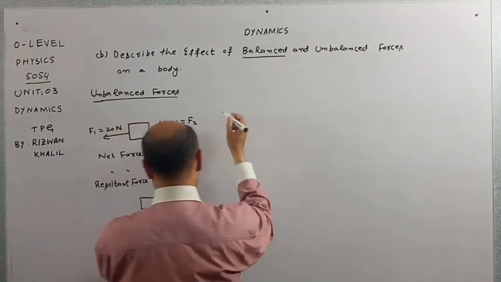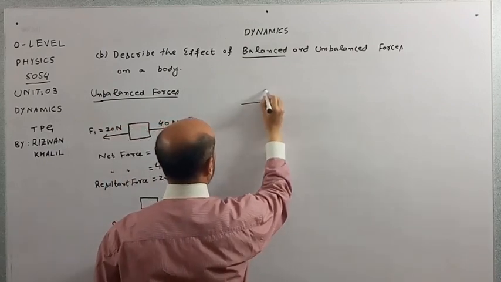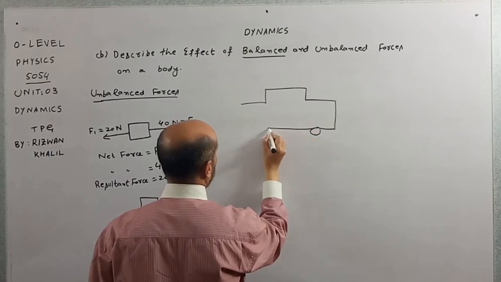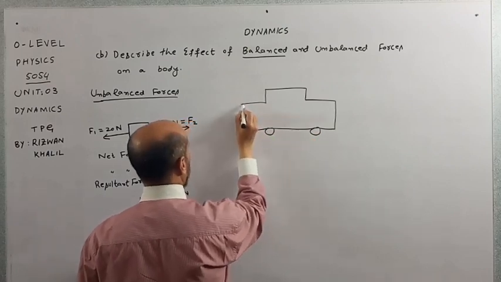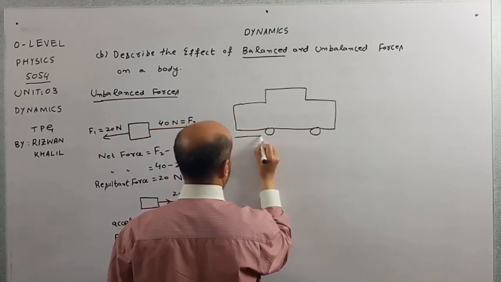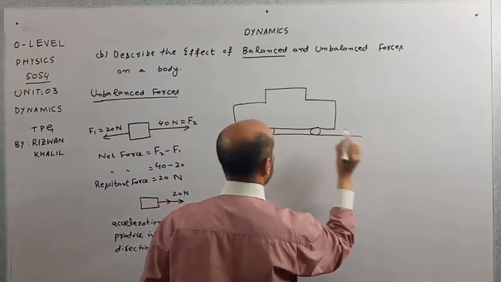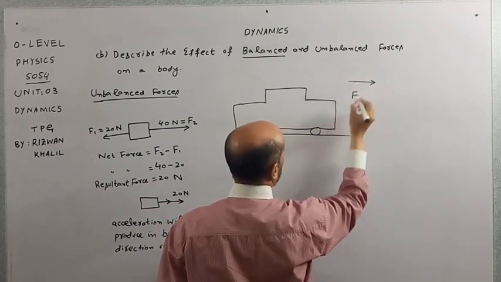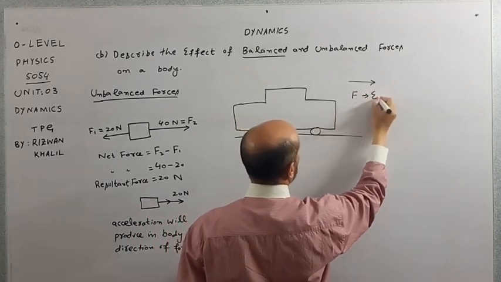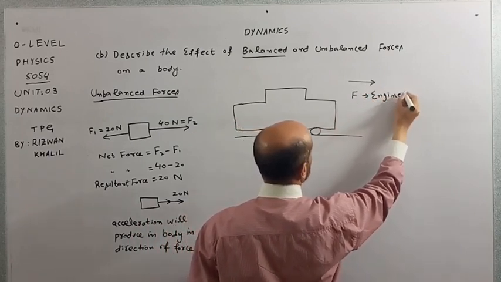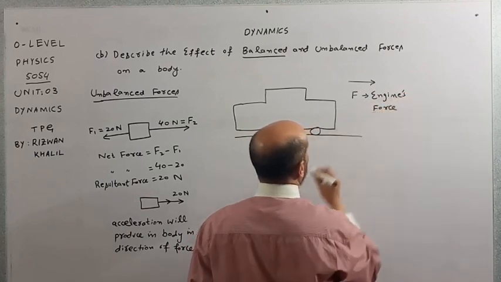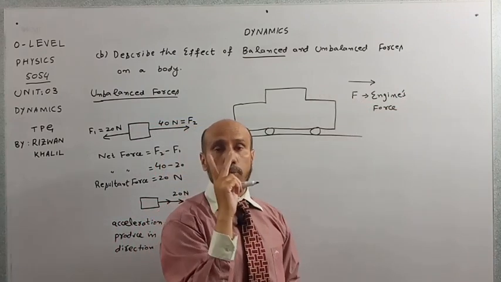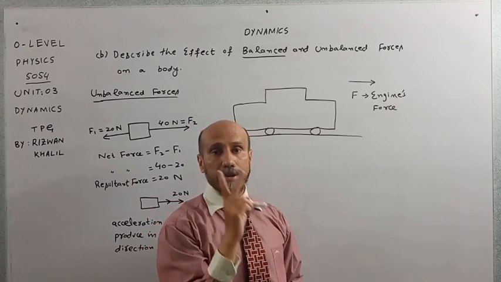Another example of unbalanced forces is the example of a car. Let's suppose I am going to draw the diagram of a car. So this is the latest model. The car is moving on the surface of the earth. Let's suppose it is moving in this direction, so definitely capital F will be the engine's force, as the car is moving towards the right side, so two forces will act on the car in the opposite direction of motion.